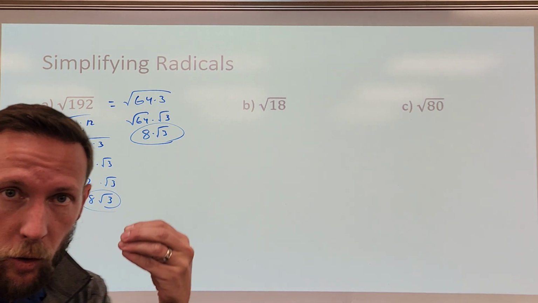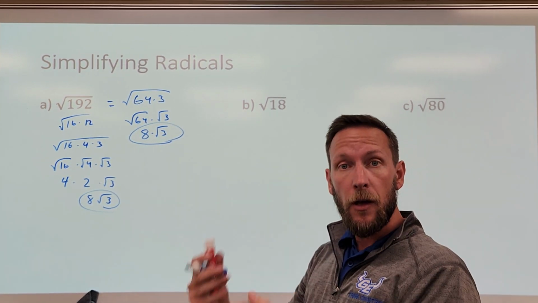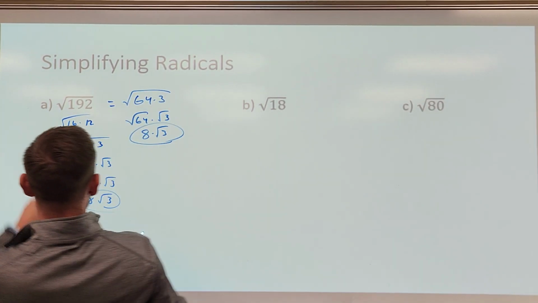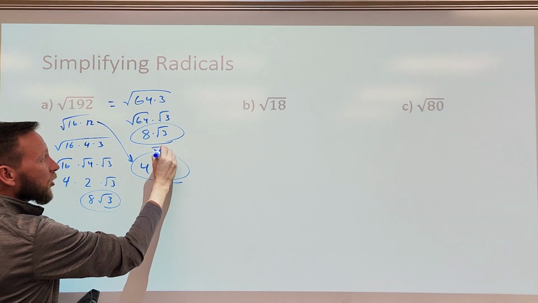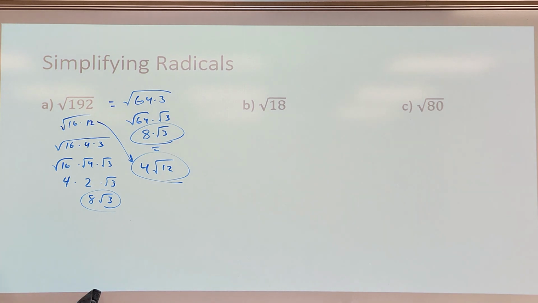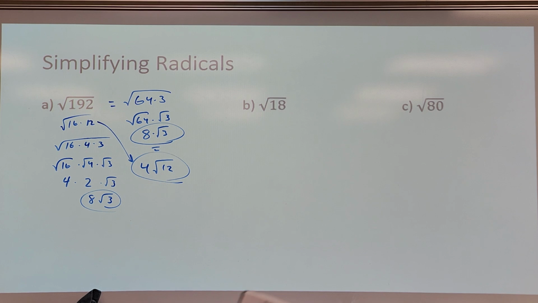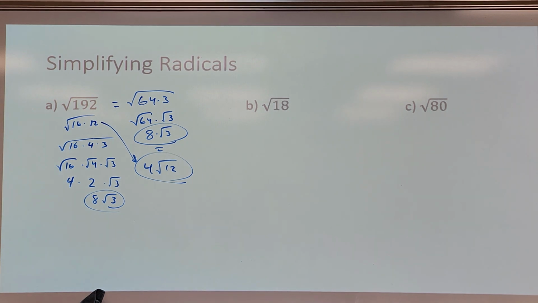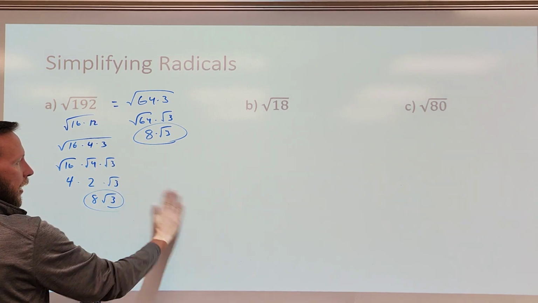Folks, regardless of how you do it, you're going to get the same answer if you're doing it correctly, right? If you have the correct pairs of numbers and the correct perfect square factors that you can break down. But what I want for you to recognize is here, 4 times the square root of 12 is equal to 8 times the square root of 3. If I type those in the calculator, 4 times the square root of 12, 8 times the square root of 3, and the square root of 192, these are all the same amount, because they're all equivalent to each other. But only one of these is in simplest radical form, and that is 8 square roots of 3. All right, 8 times the square root of 3.